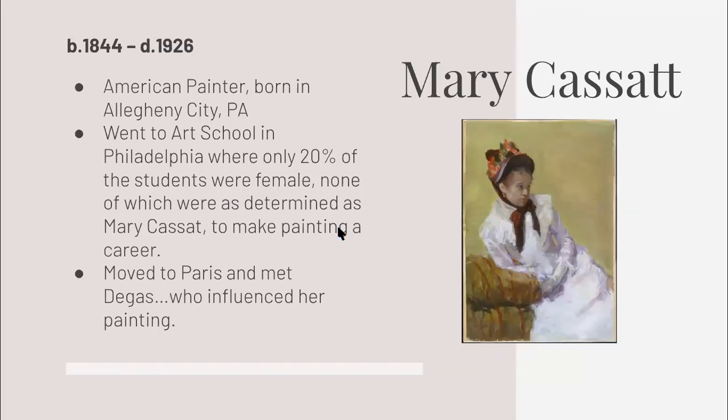And we have Mary Cassatt. The reason I bring her up is she's one of the very few Impressionist painters that was female. She's an American painter born in Allegheny City, and she went to art school in Philadelphia, where only 20% of the students were female. None of them were as determined as Mary Cassatt to make a painting career. She moved to Paris and met Degas, who influenced her painting.